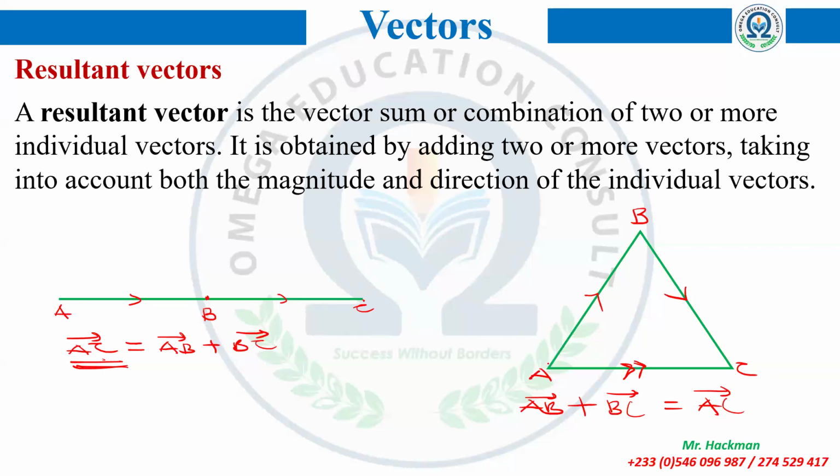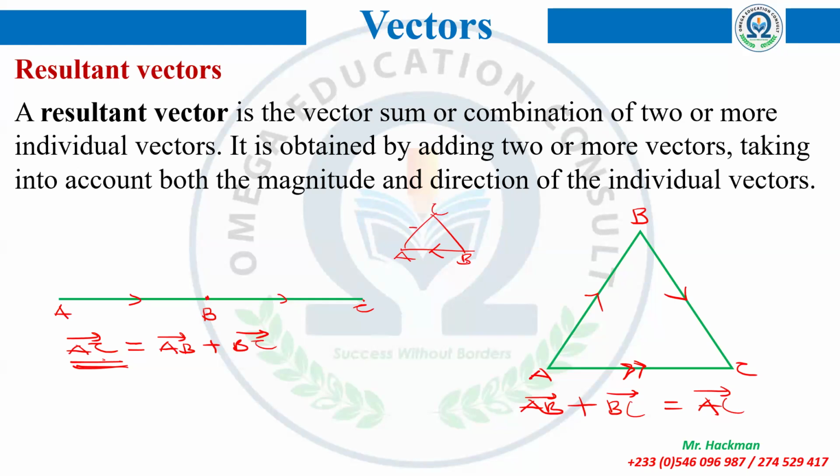So your resultant vector, its direction must always stop the flow of the other vectors that you are adding, that you are combining. So if I have, again, let me use three, let's say I have A, B, C.